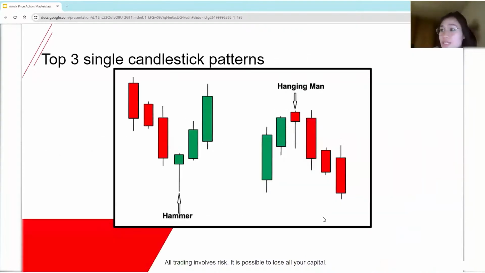Okay, so let's get started. We're going to start off with the three single candlestick patterns. We have the hammer and the hanging man, which are just opposite of each other.